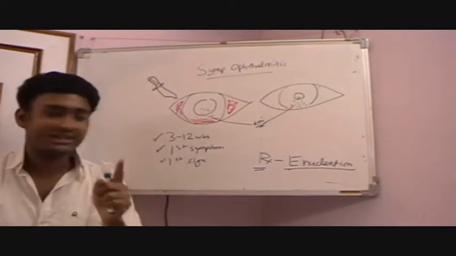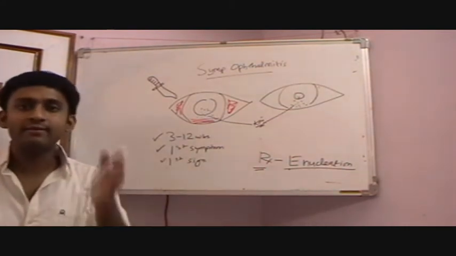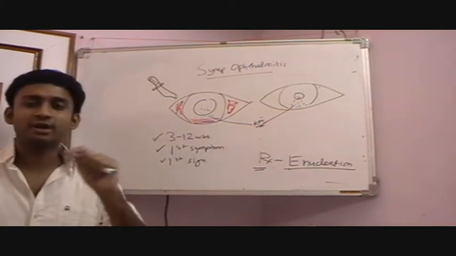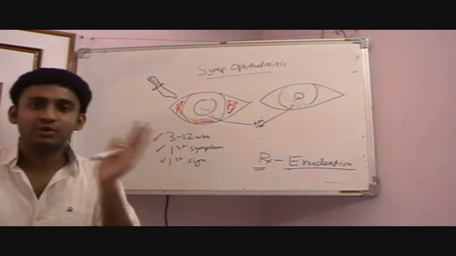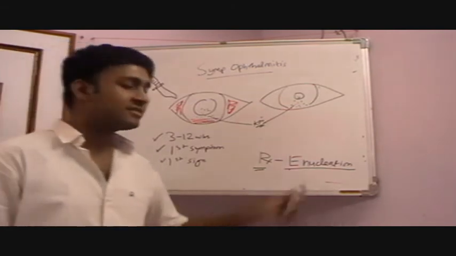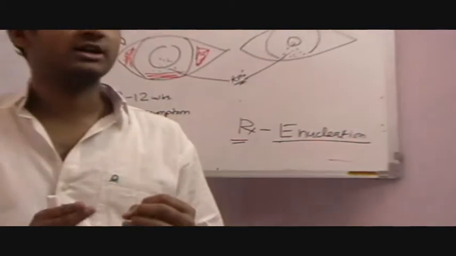So loss of near vision is the first symptom. The first sign is retrolental flare. There's going to be flare or some densities or some obscurity behind the lens. So retrolental flare is the first sign. The treatment is enucleation, which is you remove the eyeball completely with a section of optic nerve.